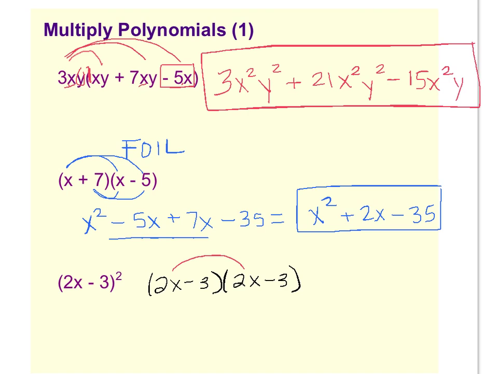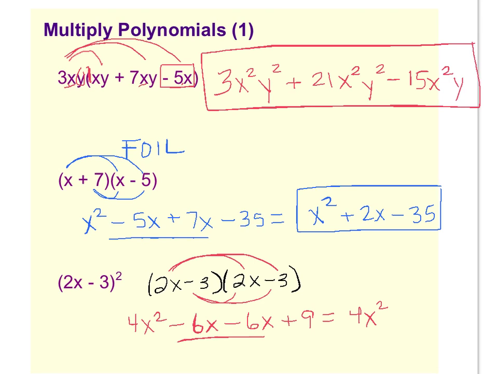So 2x times 2x is 4x squared. 2x times a negative 3 is a negative 6x. Here's a negative 3 times 2x, so it's another negative 6x. And then negative 3 times negative 3 is positive 9. And then again, look to see if you have any like terms. So those middle two terms will combine. The 4x squared stays the same. Negative 6x minus 6x is minus 12x, and then plus 9.